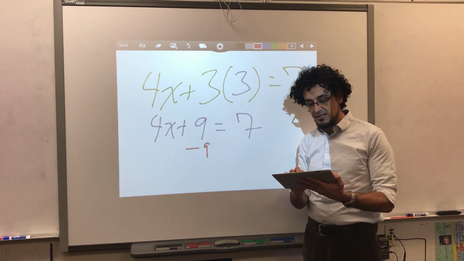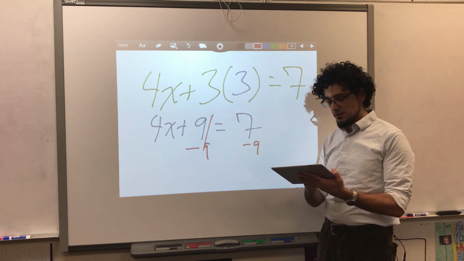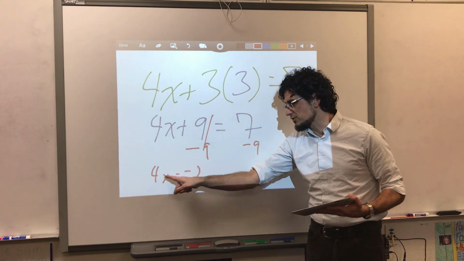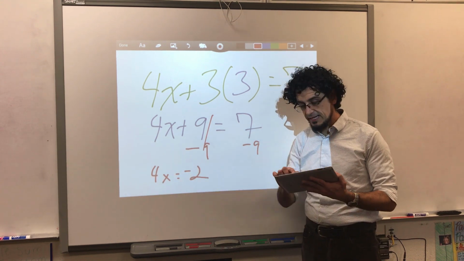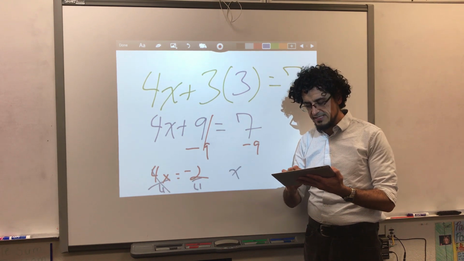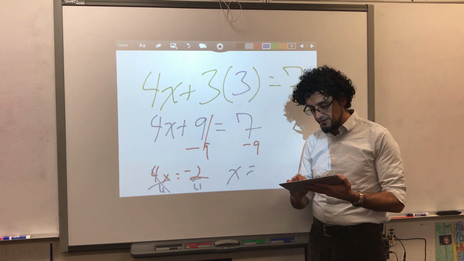I'm going to subtract 9 on both sides, which will give me a negative 2. All right? So now I have 4x is equal to negative 2. And then we'll divide both sides by 4, because we're isolating x. Divide by 4, and we end up with x is equal to, basically, negative 2 divided by 4 is going to give me a negative 1/2.